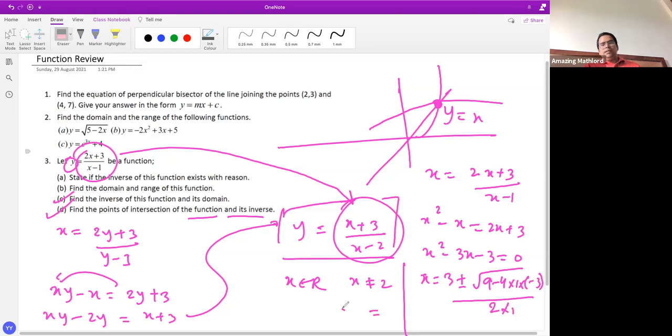So it'll become x equals 3 plus or minus root of 9 plus 12, because minus must become plus, and 9 plus 12 is 21, root of 21 upon 2. So these are the two intersections that this function and its inverse will have.